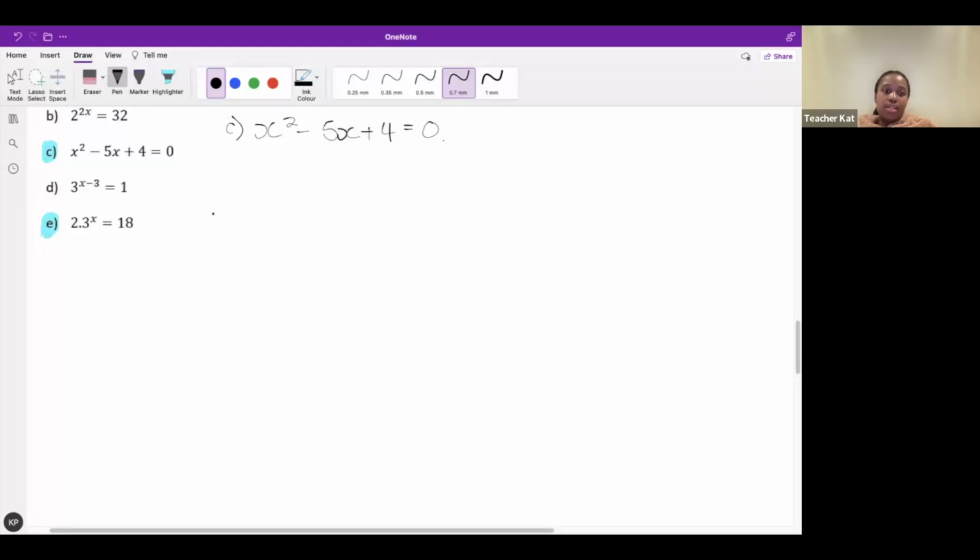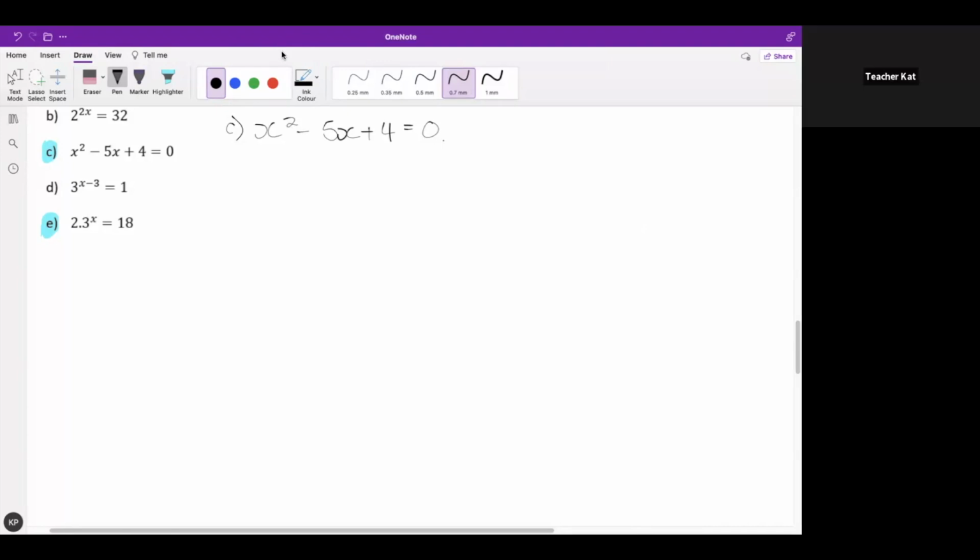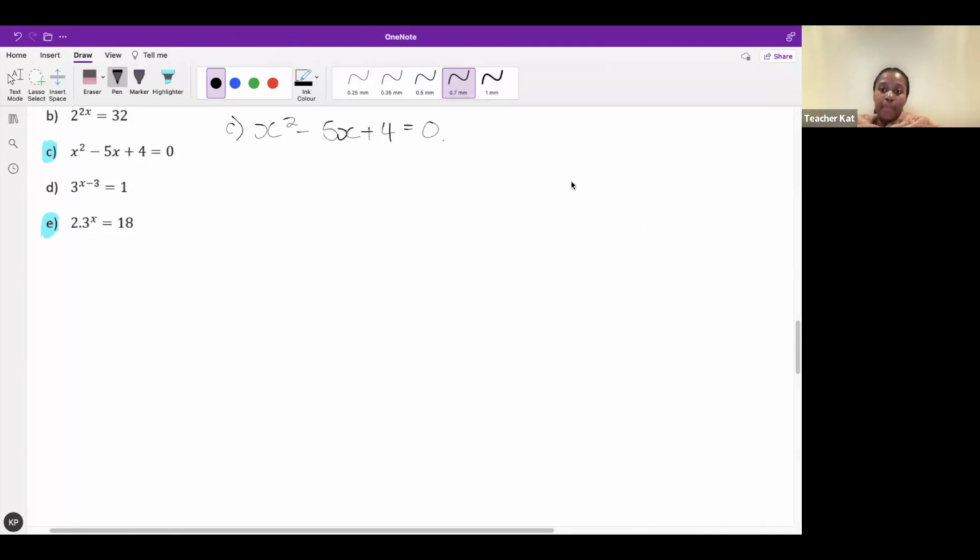Okay. Now let's get going. What type of factorization methods are we going to use here? Which factorization method are we going to use? I have an x squared minus 5x plus 4. That's a trinomial. Thank you, Buitumelo. So I'm going to open my two brackets. What are my first factors for each bracket that are going to give me x squared? X and x, thank you.